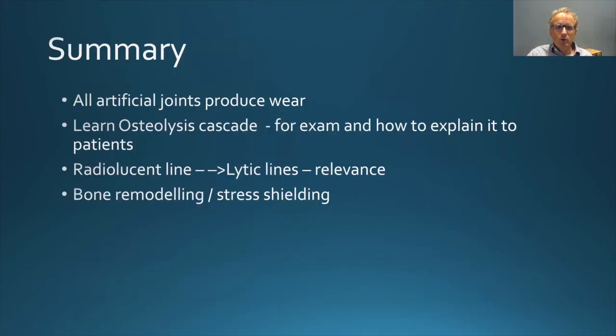So in summary, all artificial joints produce wear particles. And you have to learn the osteolysis cascade, both for the exam and also how to explain it to patients. Even if you want to be a hand surgeon, you see this. But when's a radiolucent line a lytic line, and what's their relevance? Hopefully I've tried to go through some of that, but it's not a black and white thing. You've got to listen to the patient and remember that if a femoral stem's loose, they usually get thigh pain. And if an acetabulum's loose, they usually get groin pain, very similar to their arthritis. So they get groin pain when they're twisting on the socket, getting up and down from a chair.